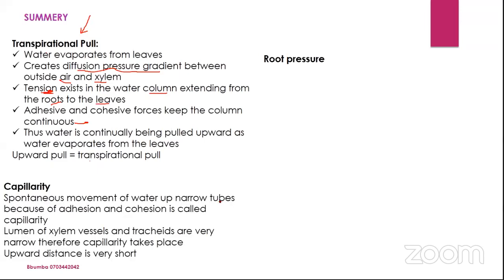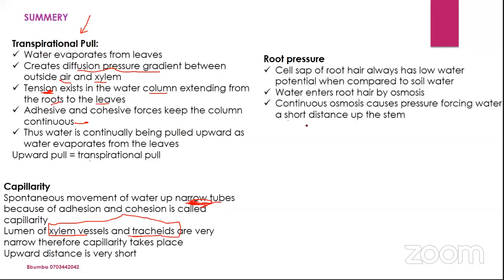That is it. Just movement in narrow tubes. You can't speak of capillarity and not talk of narrow tubes. That will be out. And you know that the lumen of the xylem vessels and tracheids are narrow. A little later, we're going to understand what xylem vessels and tracheids are. Then also root pressure, which is generated as a result of having a Casparian strip in the endodermis.